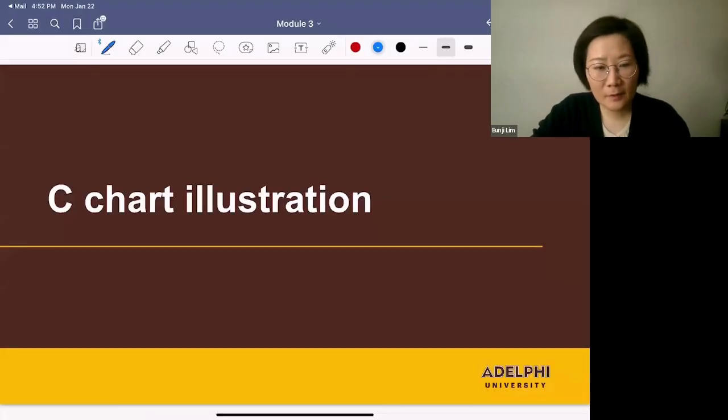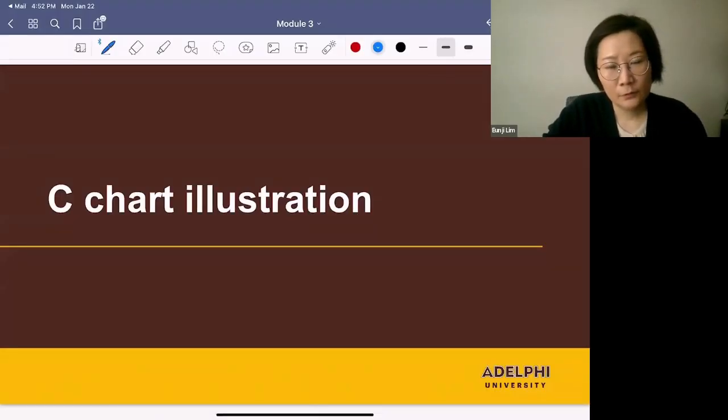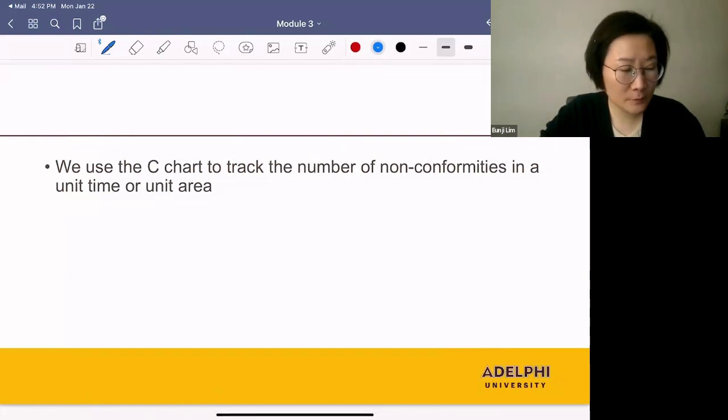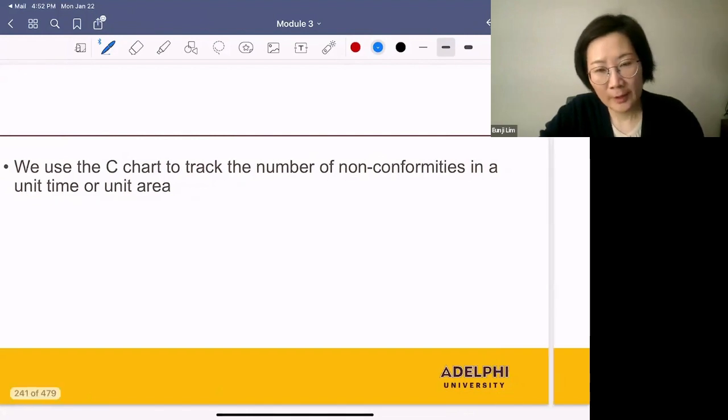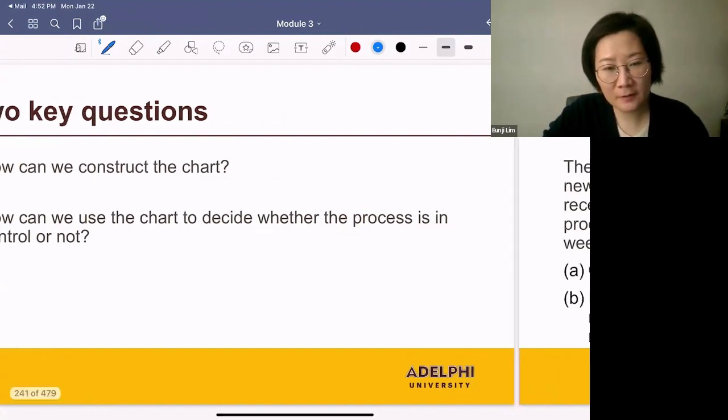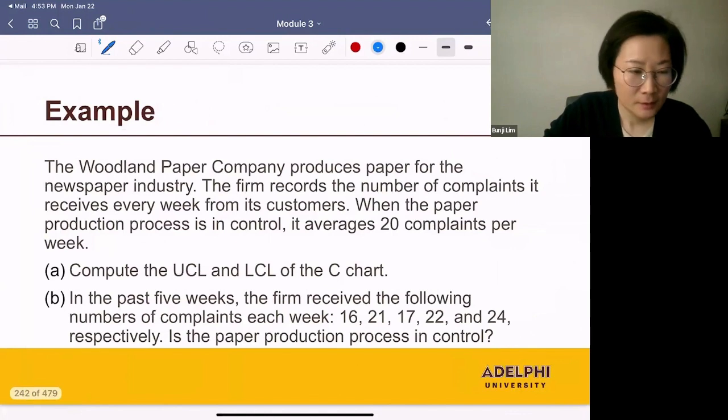Our next topic is the C chart. We use the C chart to track the number of nonconformities in a unit time or unit area. We have two key questions in mind. How can we construct the chart, and how can we use the chart to decide whether the process is in control or not? Let's take an example.